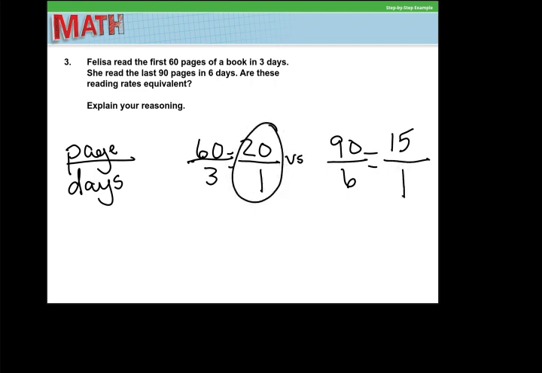So we're comparing 20 and 1 to 15 and 1. Are they the same? No, they are not the same. They're not equivalent. Her reading rates are not equivalent whatsoever. Make sure you're comparing apples to apples, oranges to oranges. You're not mixing it up.